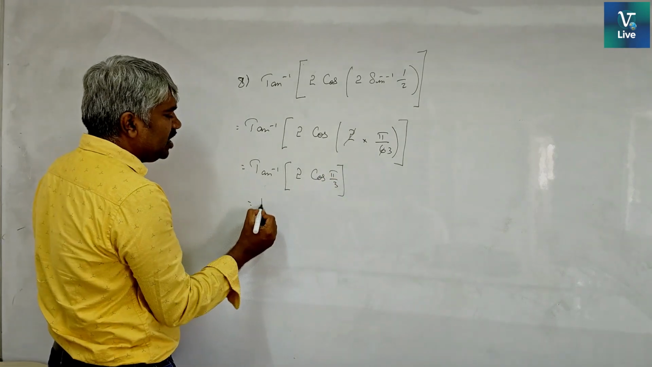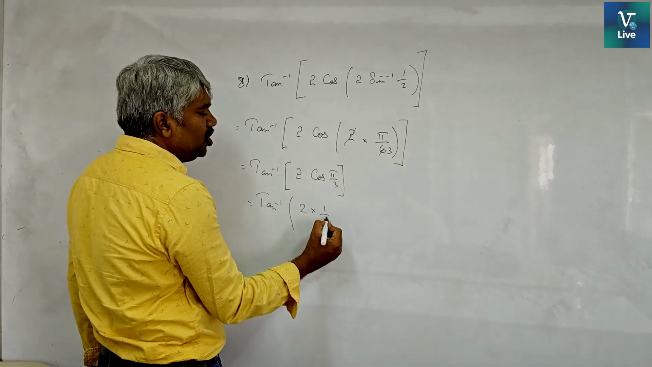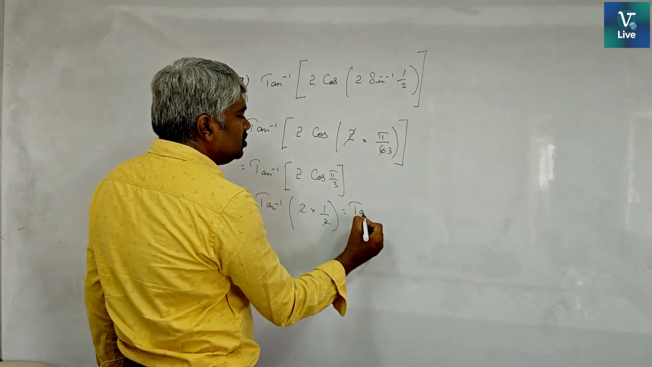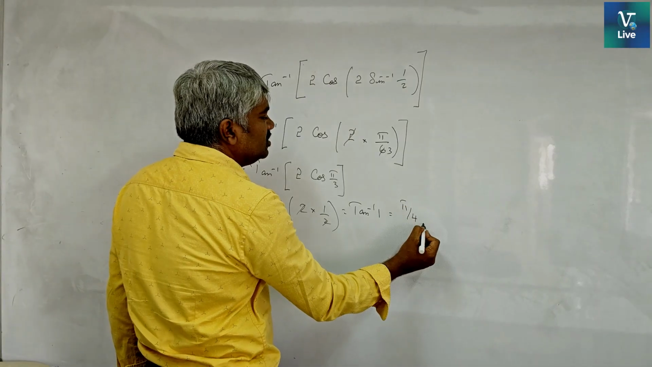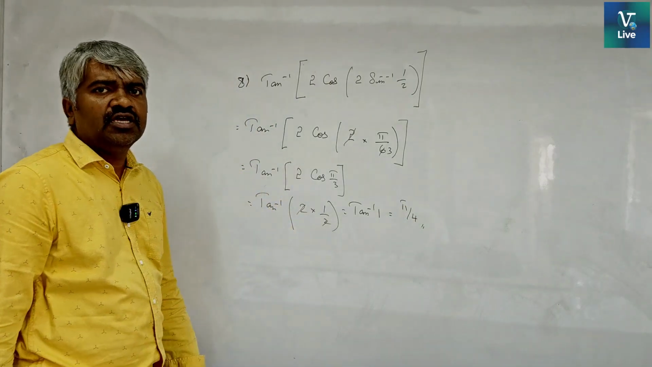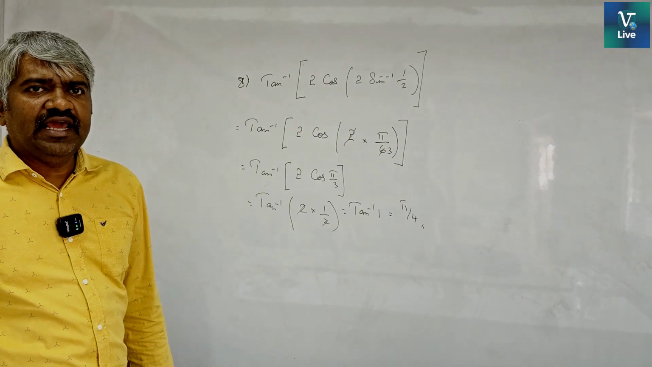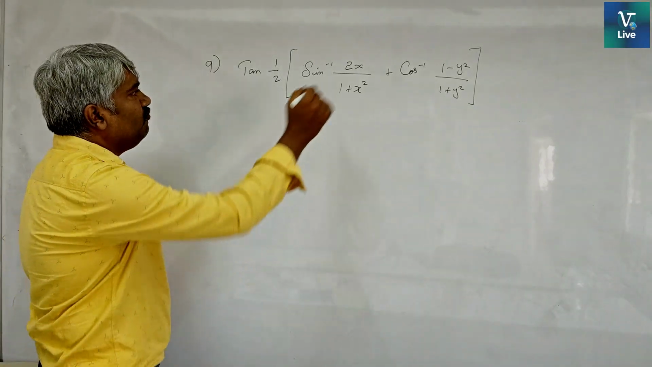What is cos pi by 3? It is 1 by 2. So 2 into 1 by 2, the 2 gets cancelled. So tan inverse of 1. We know that tan inverse of 1 is pi by 4. This is the solution for the 8th question. Next, the 9th question. We have to convert this into the simplest form.